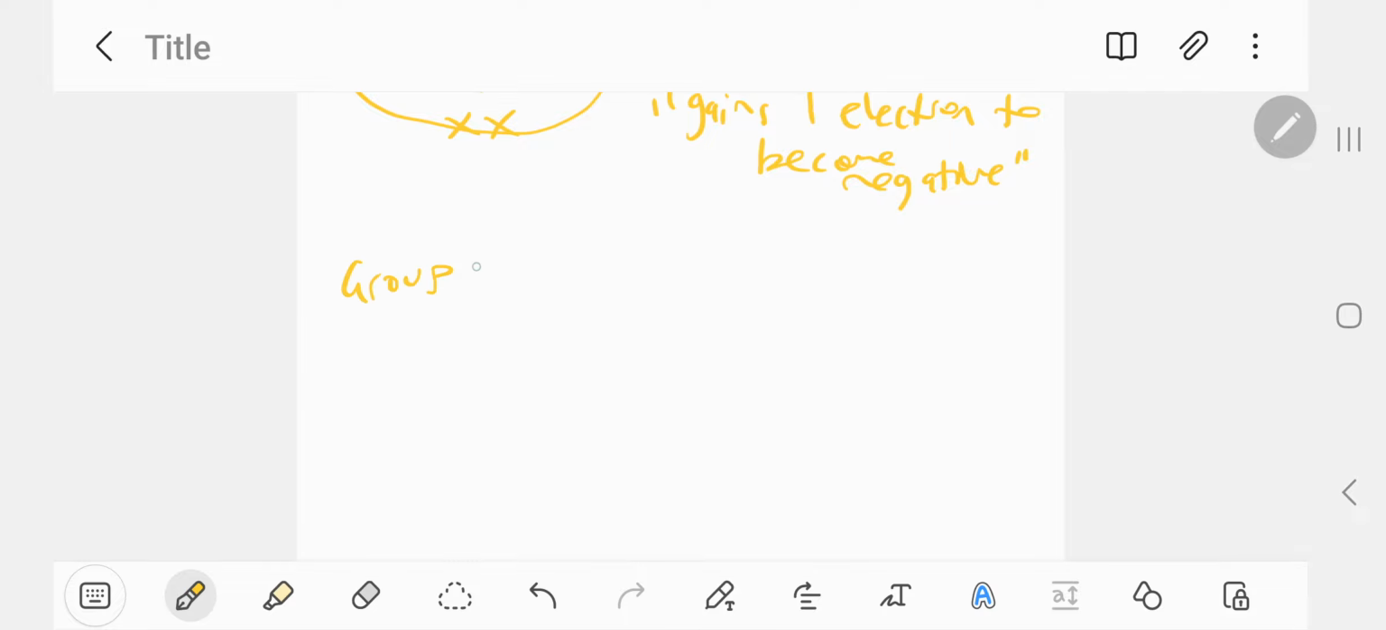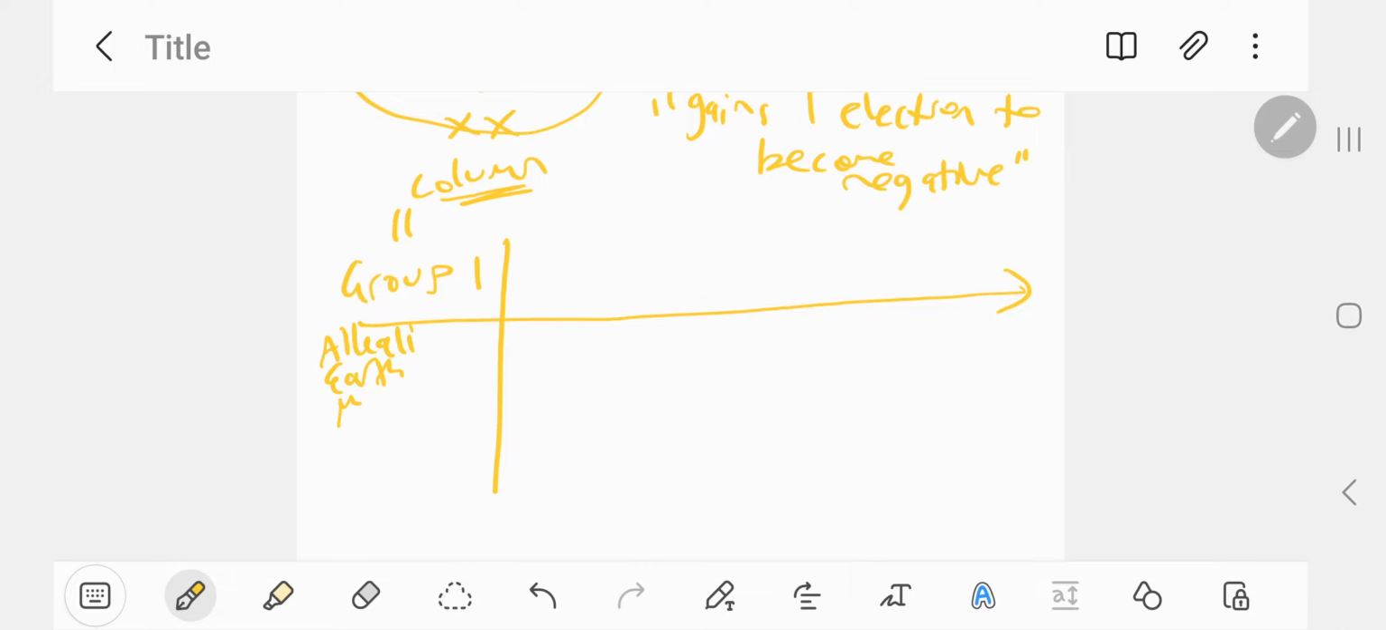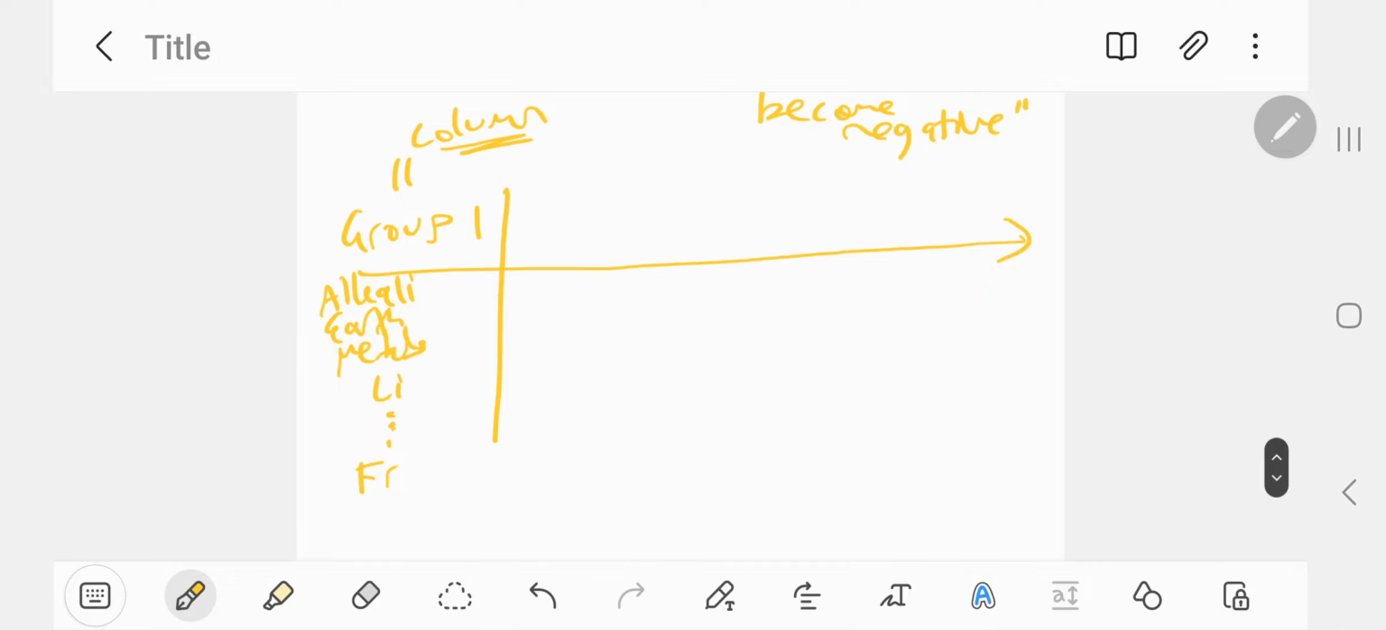Group 1. From left to right of the periodic table, there are groups, which are columns. I'll write equals column. Group 1, that's the alkali metals. This is lithium all the way down to francium. You can check this on your periodic table. In fact, I encourage you to get out your periodic table now if you can.